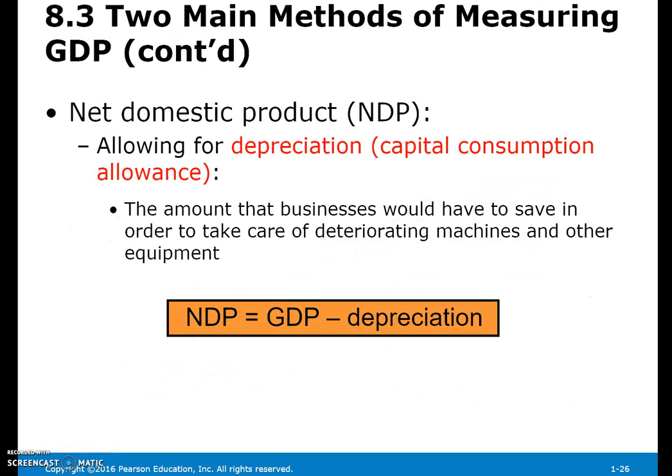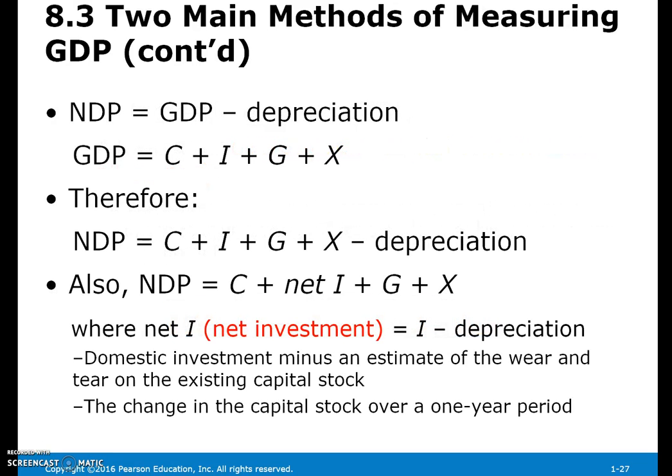So net depreciation, right? Net domestic product allows for depreciation. It's the amount that businesses would have to save in order to take care of their depreciating or deteriorating machines and other equipment. So it's GDP minus depreciation. So here's some quick math here, calculating net depreciated GDP, right? And so you can kind of see a little bit of breaking down of the formula.